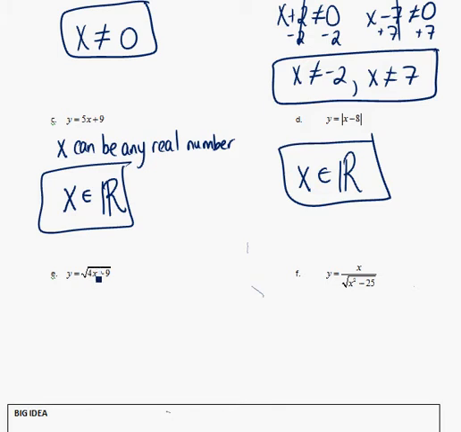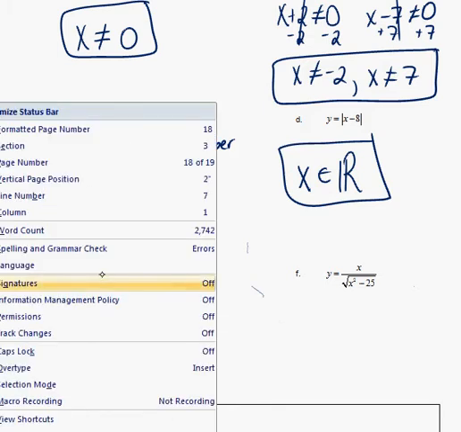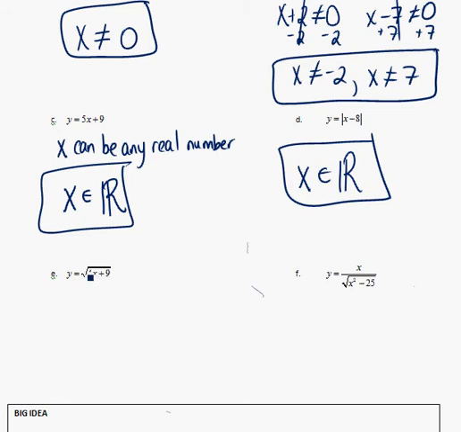So the way that I can figure out what those values are that satisfy this is I can take my 4x plus 9, and I know that 4x plus 9 has to either equal 0 or a positive number. So that means that 4x plus 9 has to be at least 0. If it's greater than 0, I get a positive number. If it's equal to 0, that's okay, because the square root of 0 is 0.